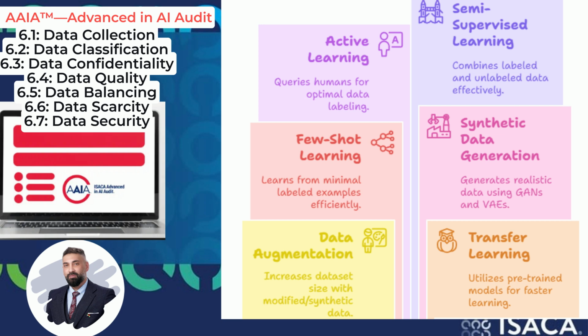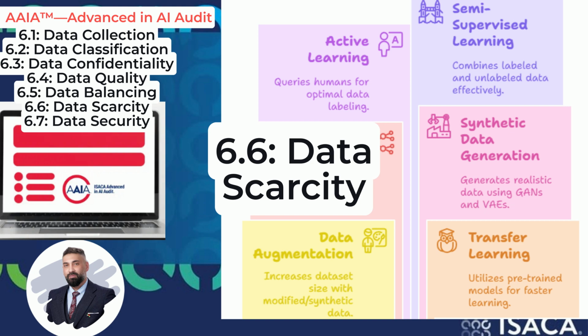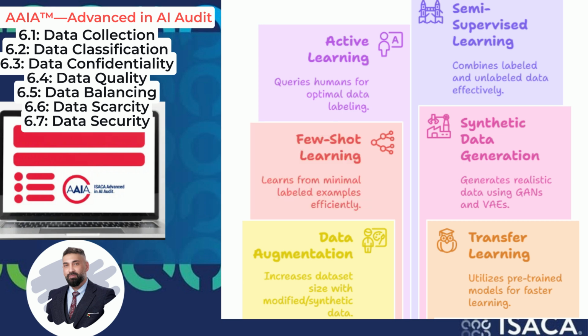What happens when you don't have enough data to begin with? This brings us to Section 6.6, Data Scarcity. Data scarcity refers to situations where there is an insufficient volume or variety of data available for effective AI model training, validation, or operation. While we often hear about big data, many practical AI projects, especially in new or niche domains, grapple with the challenge of limited data.